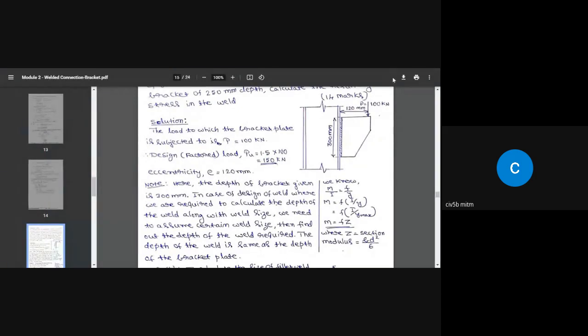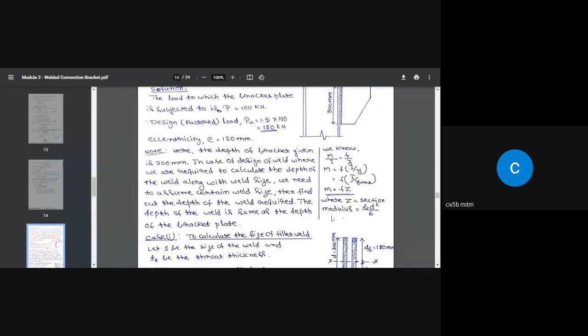So eccentricity E is given, that is 120 millimeter. I have written a note here. The note says the depth of bracket given is 300 millimeter. In case of design of weld, where we are required to calculate the depth of the weld along with the weld size, we need to assume a certain weld size, then find out the depth of the weld required. So the depth of the weld is the same as the depth of the bracket plate.